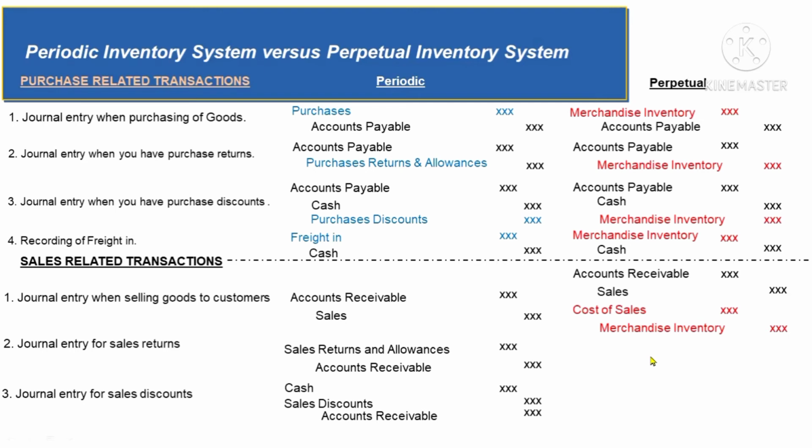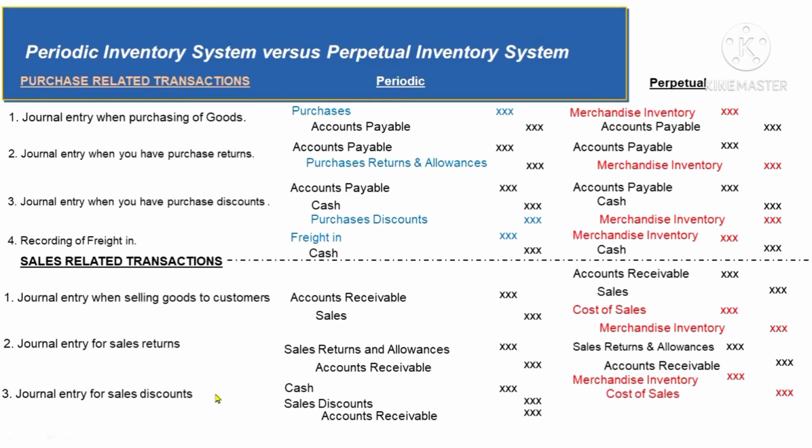Next is, let's talk about the sales returns. So the same with the sales, the periodic and the perpetual inventory system have the same entry. However, in the perpetual system, there is another entry, which is debit the merchandise inventory account to reflect the goods received as returns from the customers, and credit, of course, the cost of sales.